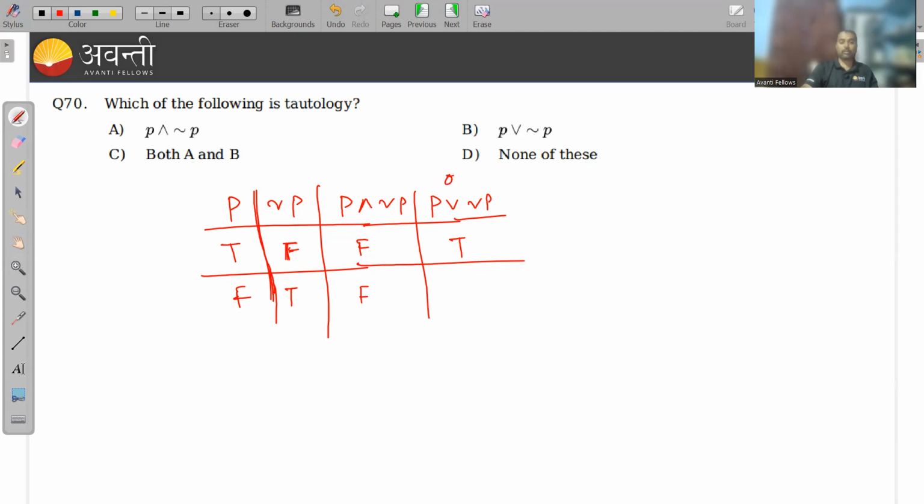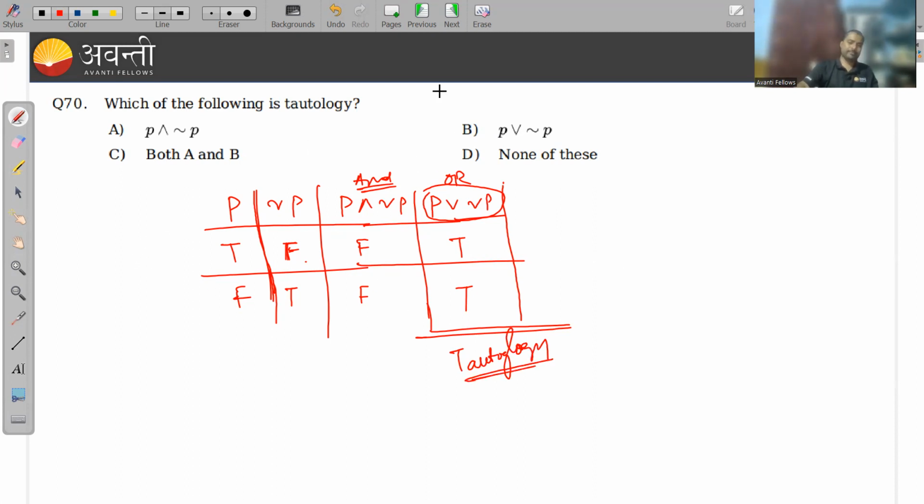Or in case of or, this is or, this is and. So P or negation of P: true, false is true, true, false is true. So in this case, this is our tautology. What is tautology? When all the truth values are true, then we will say this is a tautology. So the correct answer is option B. P or negation of P is a tautology.